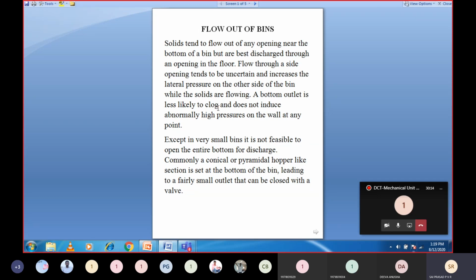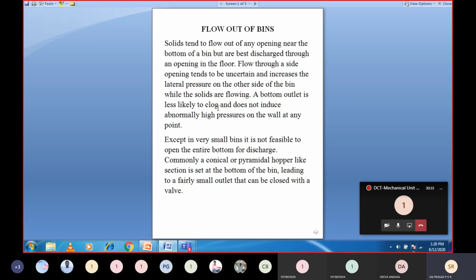So in that case, what should you do? No other go, you have to apply pressure from the back side so that we can initiate the material to come out through the lid. Okay, so this is one of the clogging causes. Clog means what? A procedure in which the flow is stopped because of some reason, and in case of free flowing solids, it is because of arching.